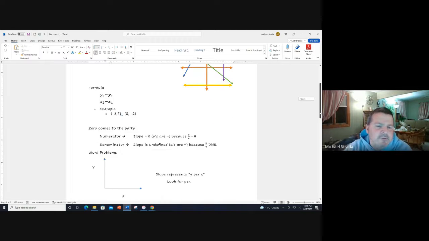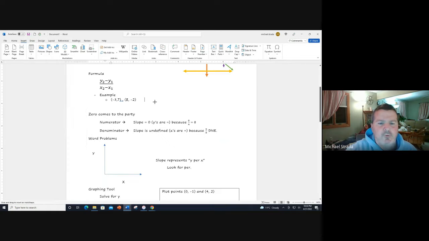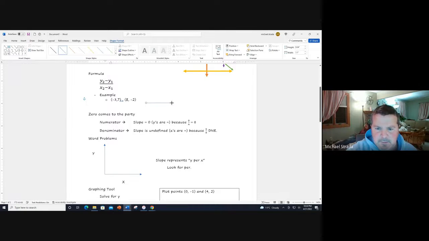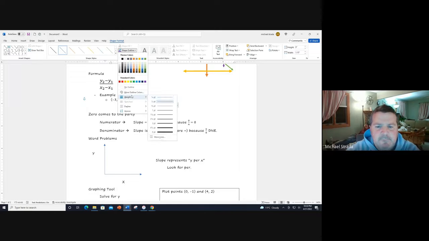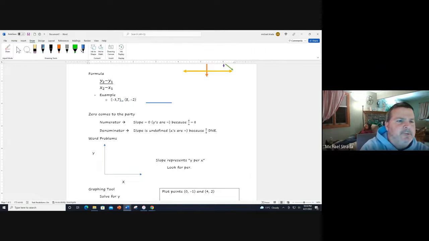Now, the formula introduced in this unit for slope is y2 minus y1 over x2 minus x1. The numbers are just subscripts. They don't mean anything mathematically. So we're talking about point 2 and point 1, and it doesn't matter which one you pick for which. The one suggestion I would give is this: when you create your formula, just pick a point. It doesn't matter which point you pick.